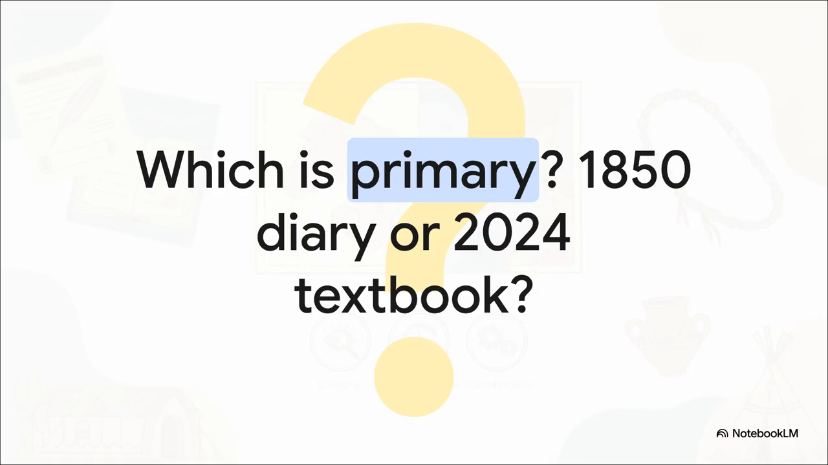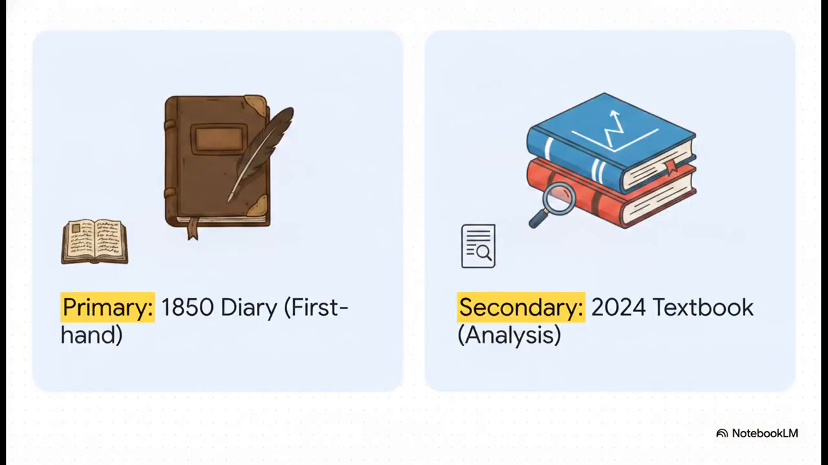Let's do a quick pause check A to see if you've got this. Between a diary entry written in 1850 and a 2024 textbook chapter, which one is primary and which one is secondary? Okay, the immediate answer reasoning here is that the 1850 diary is your primary source because it's a first-hand, lived account. The 2024 textbook is the secondary source because it analyzes the past long after it actually happened.